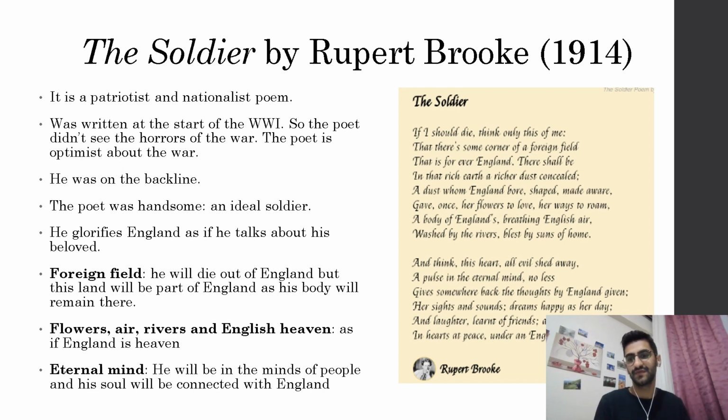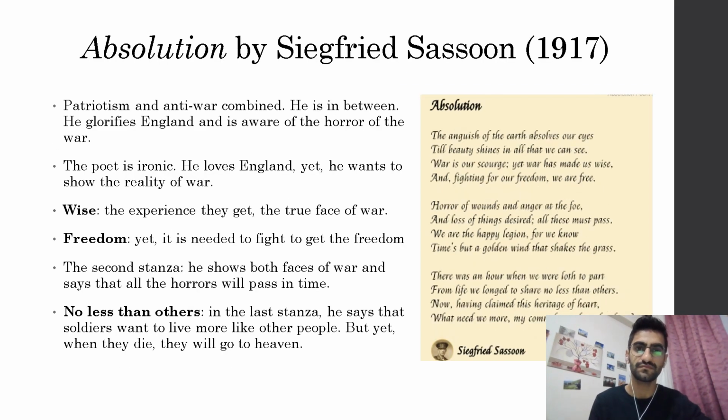Now, that's all about the soldier. Now let's go to the next part, the next poem. The second poem is Absolution by Siegfried Sassoon. Sorry, it was written in 1917. So as you can see, it has only three stanzas. Again, a very short poem.